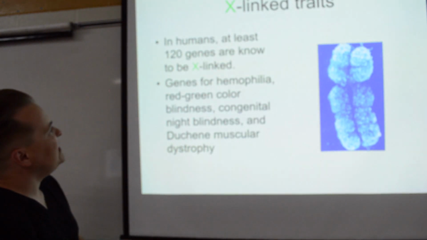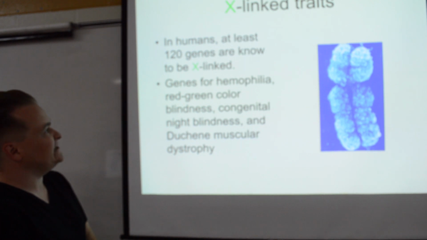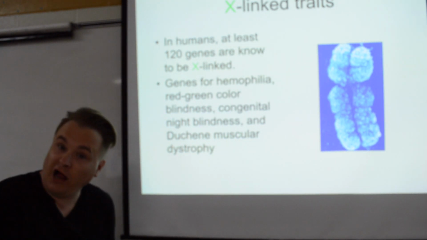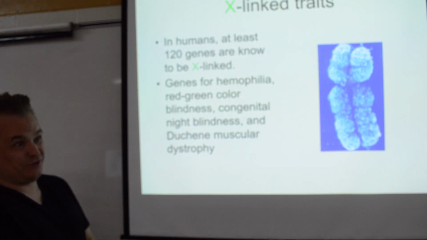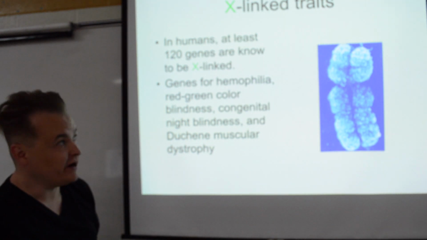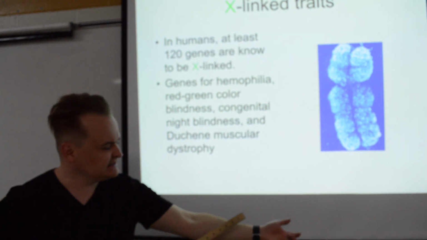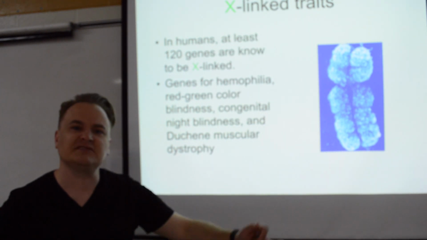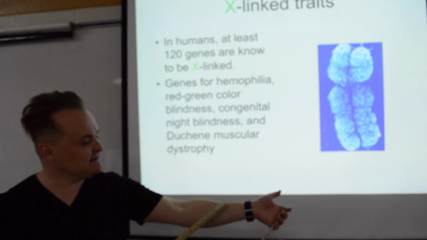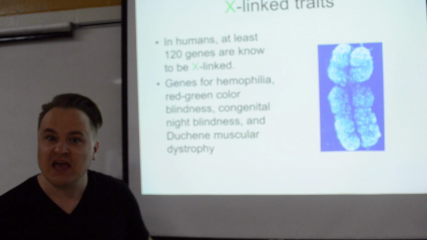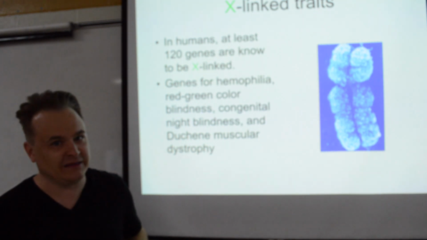X-linked traits. In humans, at least 120 genes are known to be X-linked. So on the sex chromosomes, there's about 120 things on that X chromosome that are coded in your body. Genes for hemophilia. What does hemophilia mean? It means that your body has an inability to stop bleeding if you are cut. And that doesn't just mean externally.